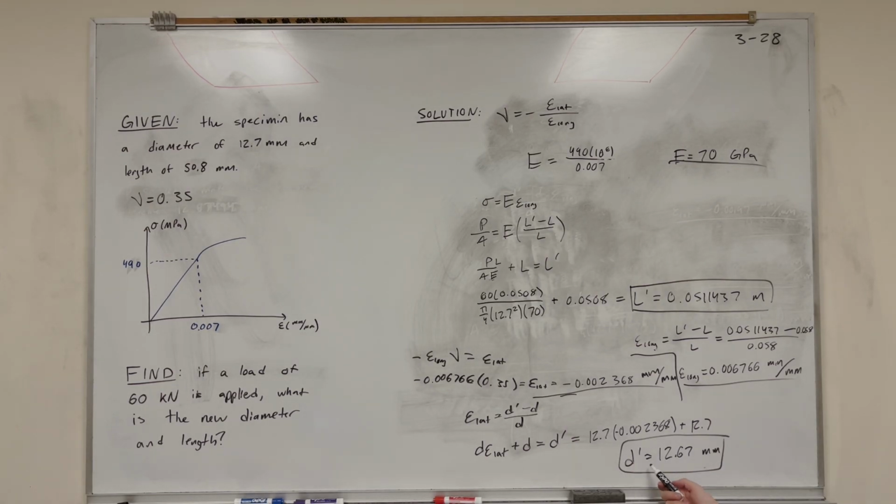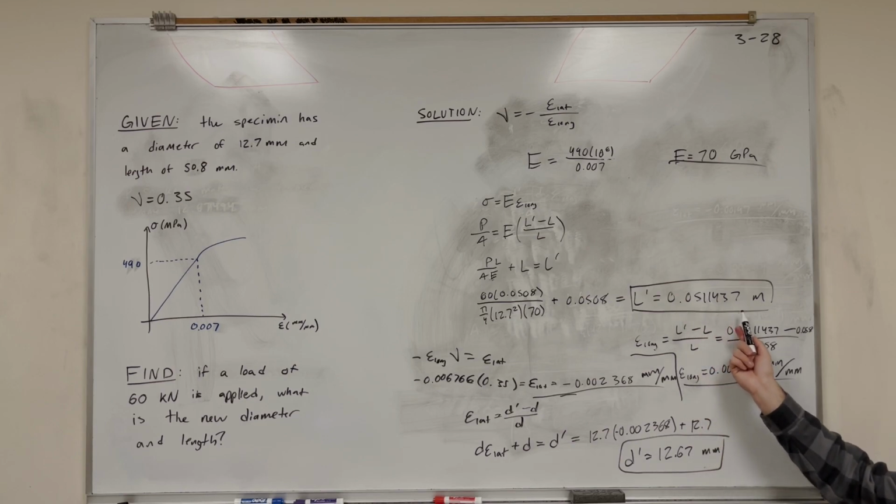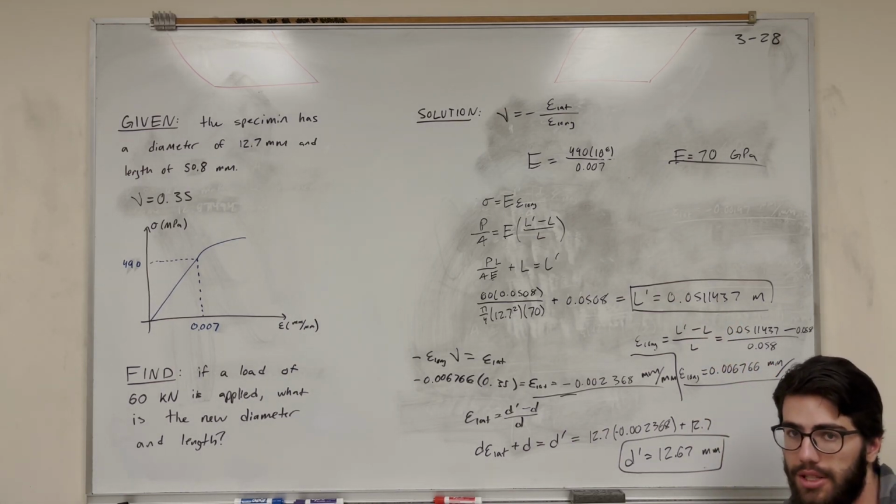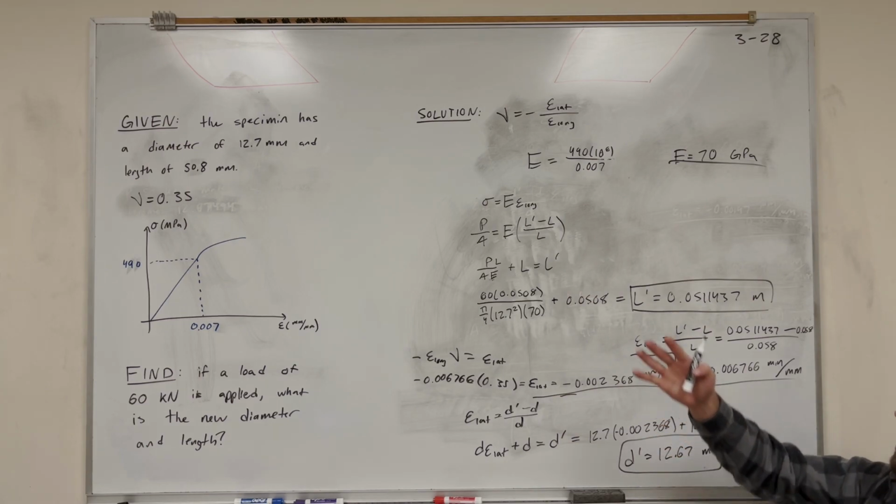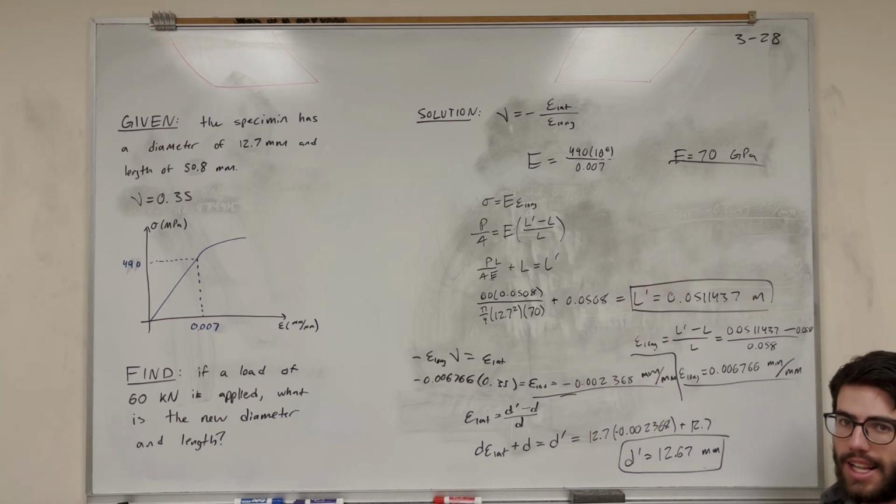You can see that the diameter decreased, but the length increased. Pretty cool question. Not too tricky, just about knowing Poisson's ratio and all these equations that we've learned up to this point in the class.